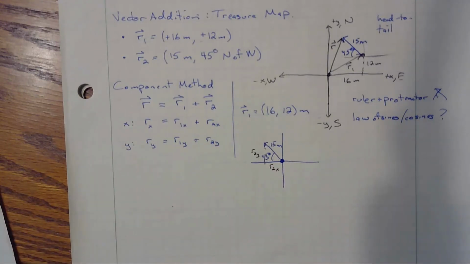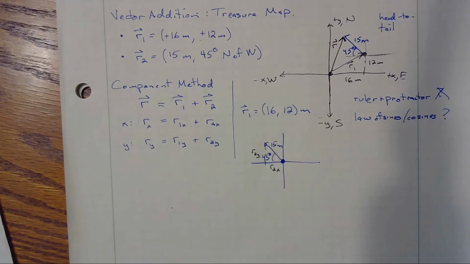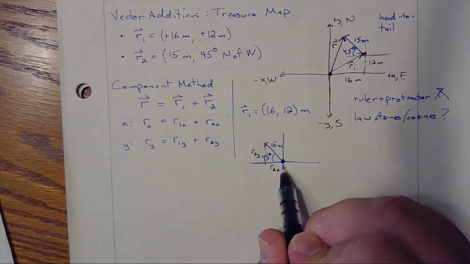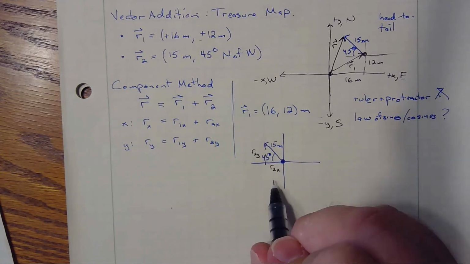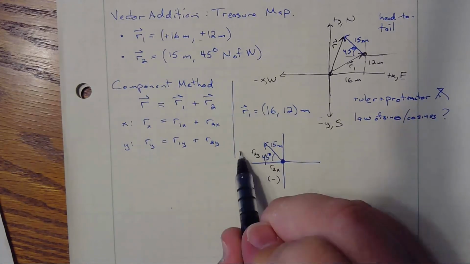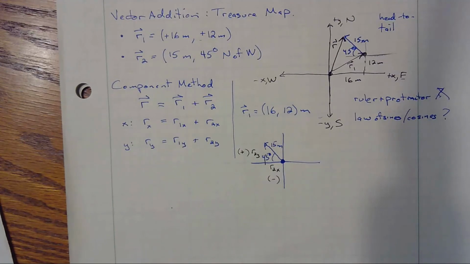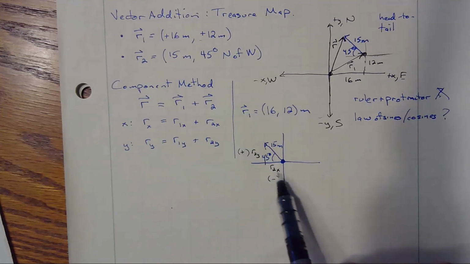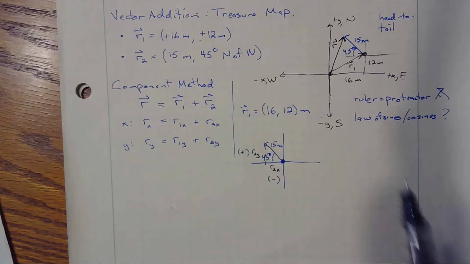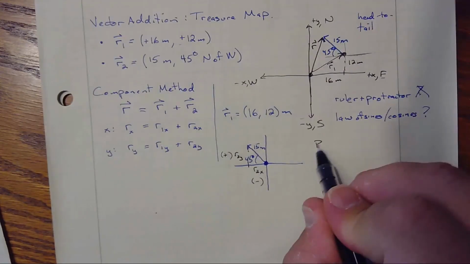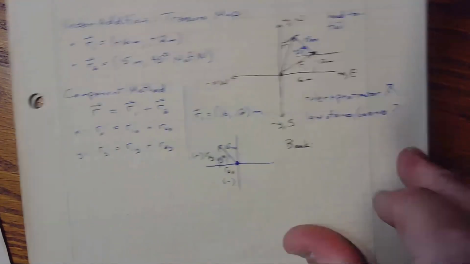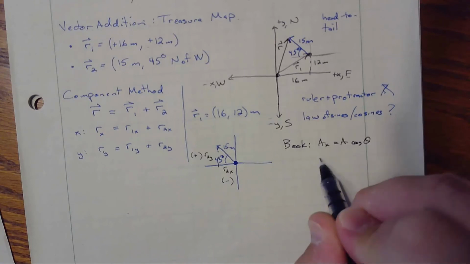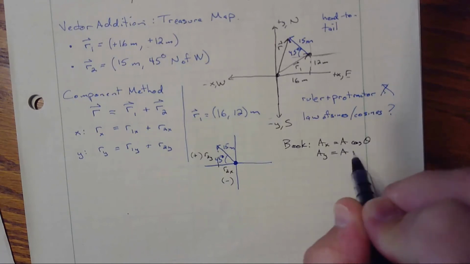I said earlier we have to be careful about how we define this angle. Because my vector is pointing up and to the left, my x component here should be negative, but my y component here should be positive. The other thing is that in the textbook they give formulas like, from the book, ax is equal to a times cosine theta, and ay is equal to a times the sine of theta.